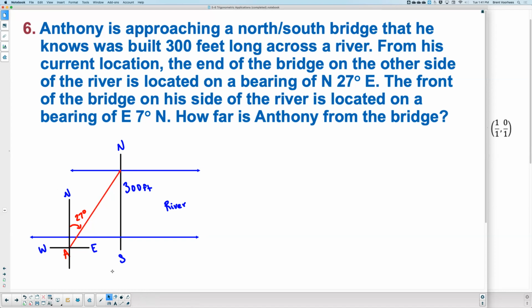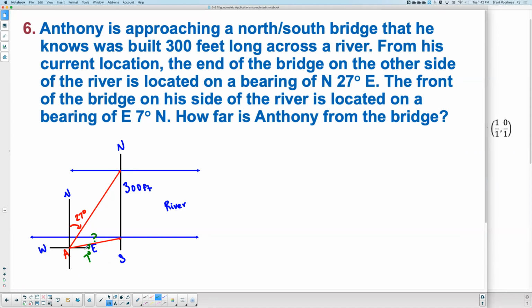And now we're saying it's east 7 degrees north to get to the front of the bridge. So east 7 north, kind of like that. So this would be 7 degrees here. Right there, that's 7 degrees. Oops, I wrote 70. 7 degrees. So we want to find out how far Anthony is from the bridge. It looks like we're looking for this distance there. That is what we're going to be searching for.